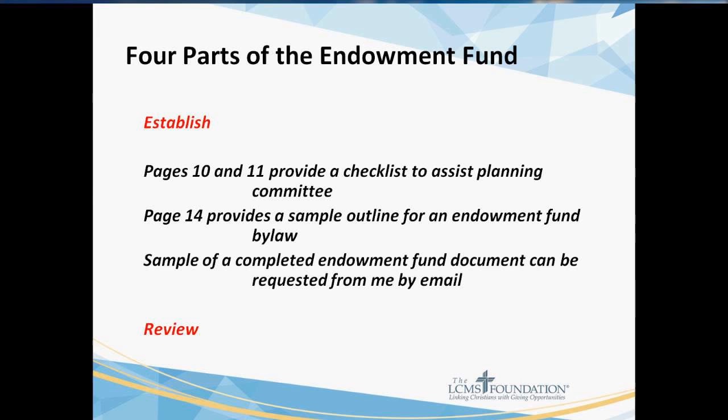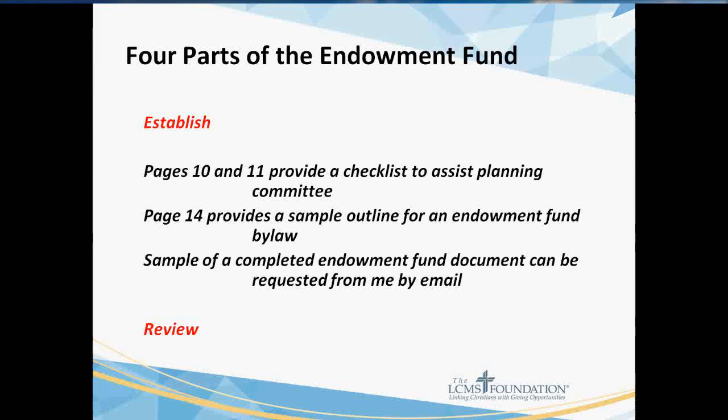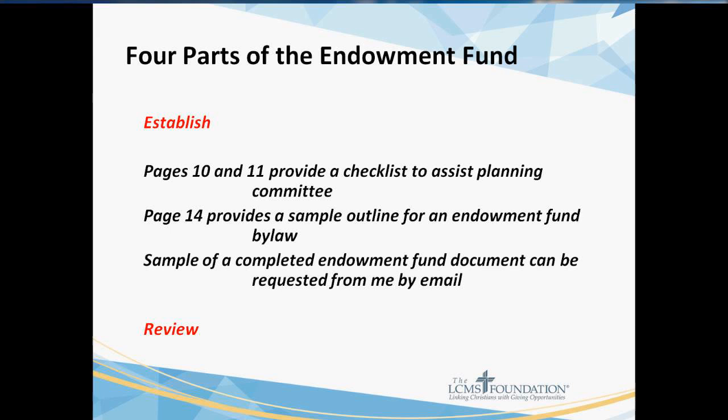As you recall, step 1 is establishing an endowment fund. Pages 10 and 11 of that ministry endowment booklet provide a checklist to assist those in the congregation interested in developing an effective endowment fund. This checklist will help you discover what is important to the congregation's future. Page 14 of the booklet provides a sample outline for an endowment fund bylaw. Additionally, samples of generic endowment fund documents are also available by emailing me with your request. My contact information will be provided at the very end of today's webinar presentation, so you'll have my email address and know how to get a hold of me.